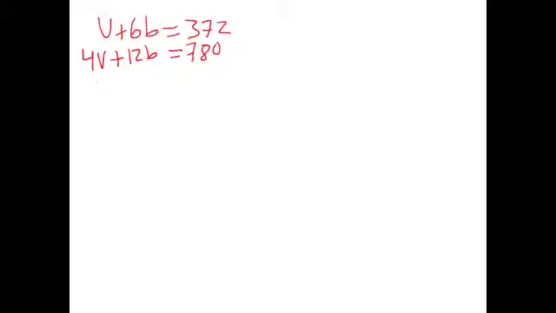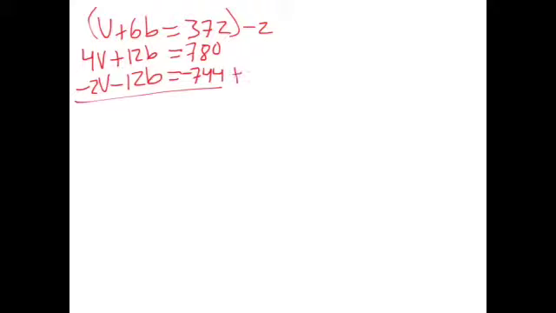So copy my system over, and I'm going to go for elimination this time, because I noticed that 6 and 12 are just multiples of each other. So if I take this first equation and multiply by -2, I'll get -2v, -12b, and 372, -744. I can actually now add these equations to get rid of the b's.